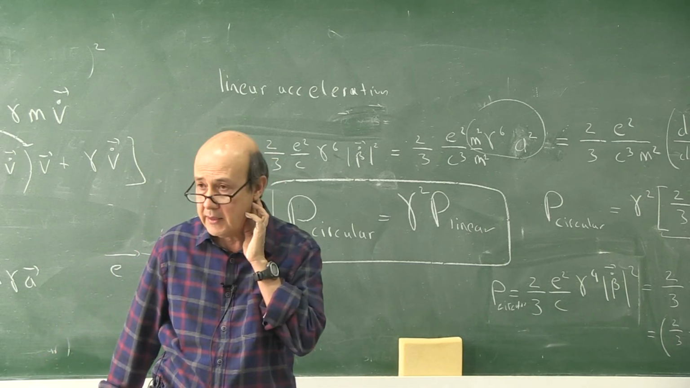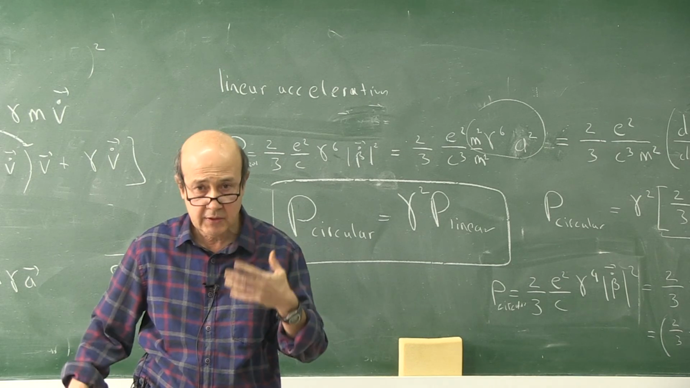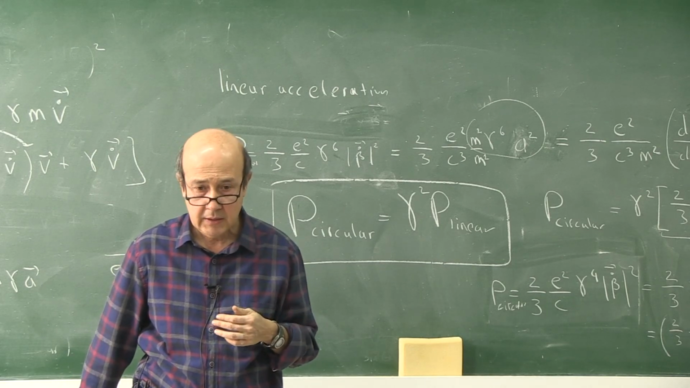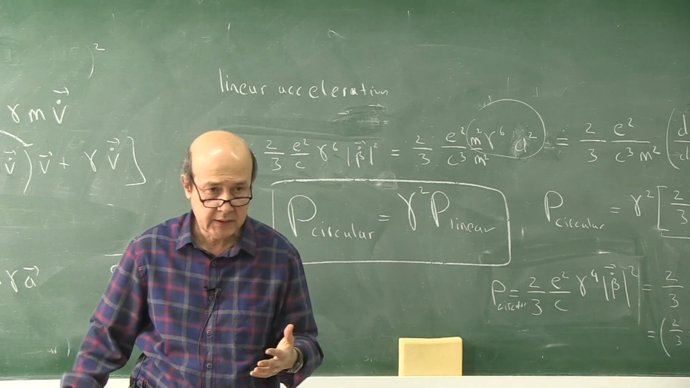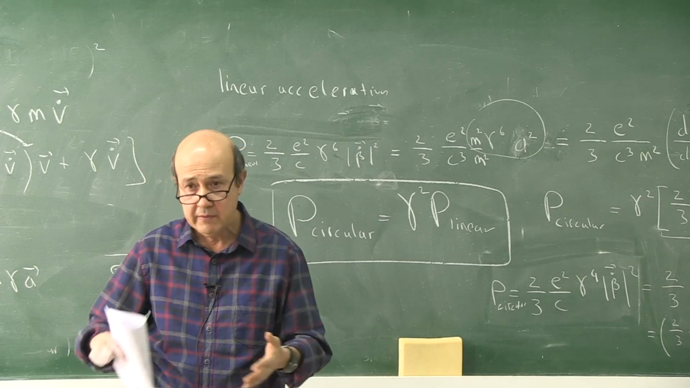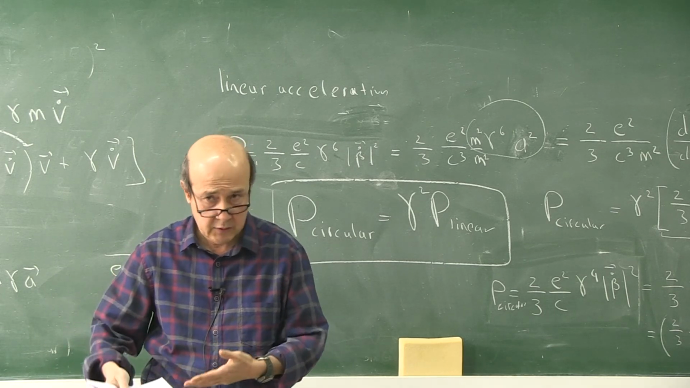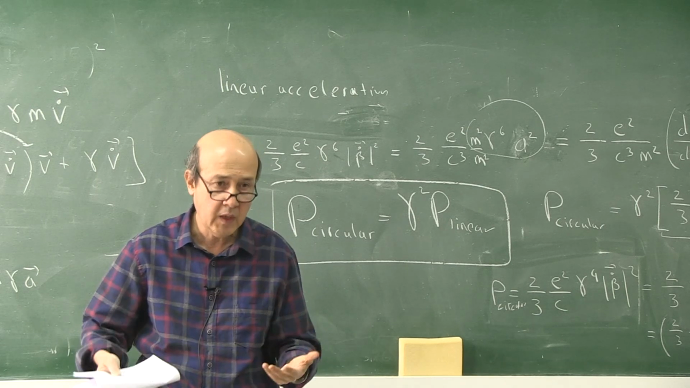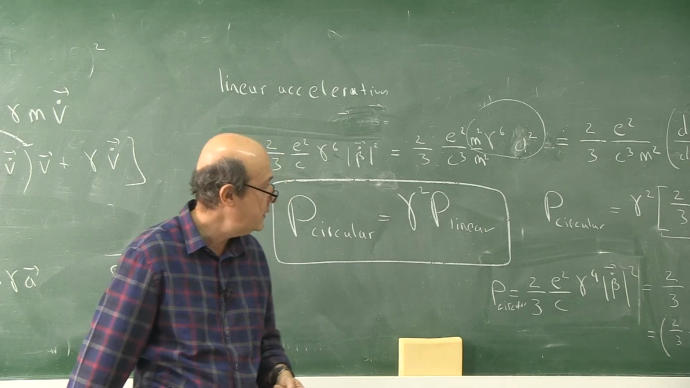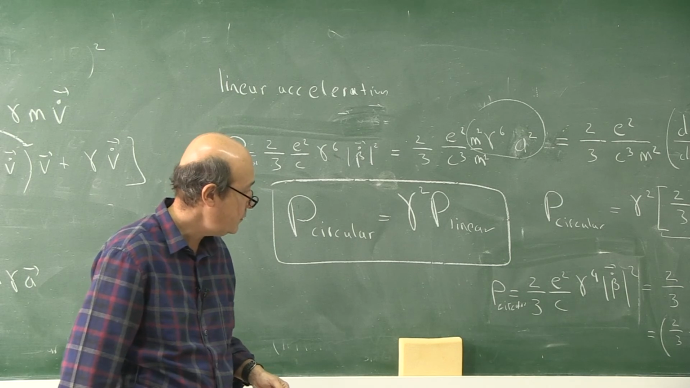And we have seen that the relativistic general form of the radiation converts to the non-relativistic Larmor formula when we choose beta, v over c, small and gamma as 1. We can get the non-relativistic result.